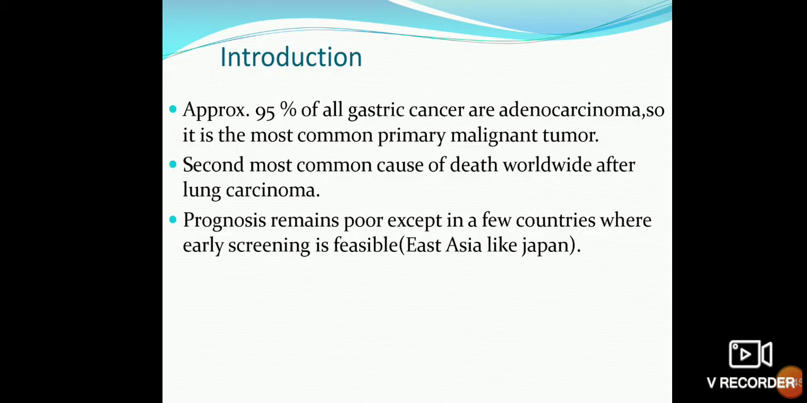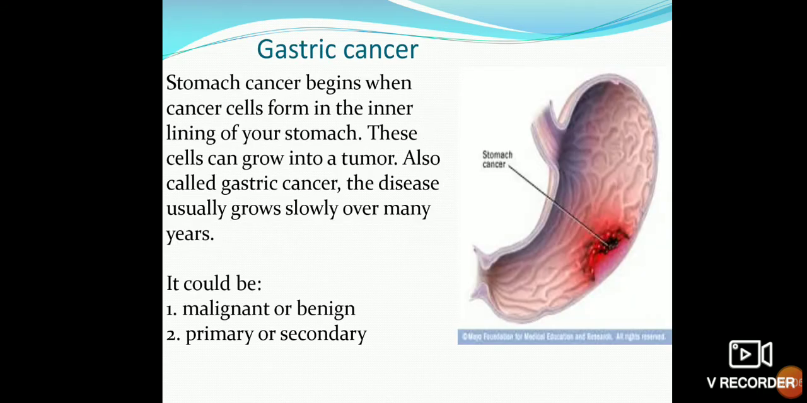Introduction to gastric carcinoma. Approximately 95% of all gastric cancers are adenocarcinoma, so it is the most common primary malignant tumor. It is the second most common cause of cancer death worldwide after lung carcinoma. The prognosis of gastric adenocarcinoma remains poor, except in a few countries where early screening is feasible, such as Japan.